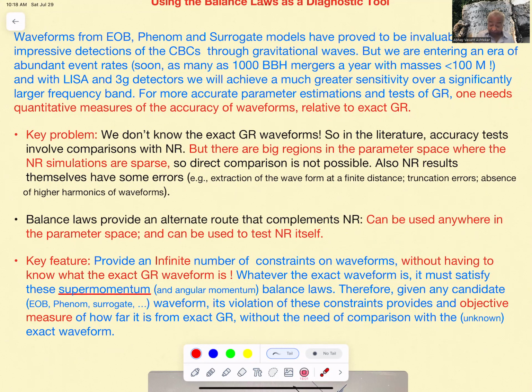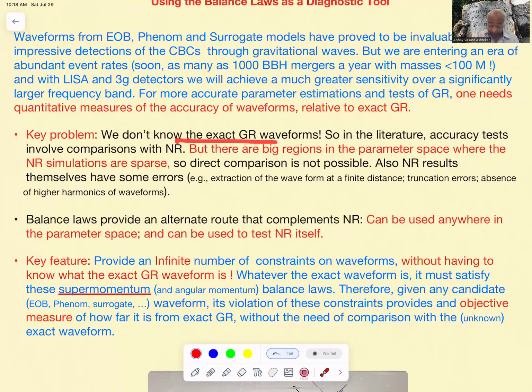And therefore, for accurate parameter estimation and tests of general relativity, one needs quantitative measures of the accuracy of the waveforms relative to the exact one. So the key problem here is that we don't know what the exact general relativity waveform is. If we knew it, then we could just compare the waveform model with it and see how accurate it is, or where it is bad in the parameter space, and so on.